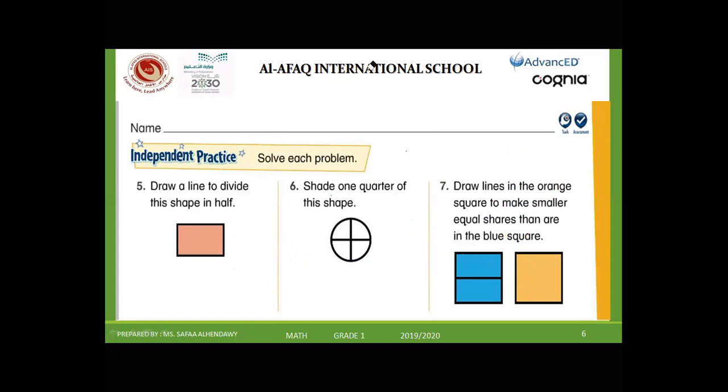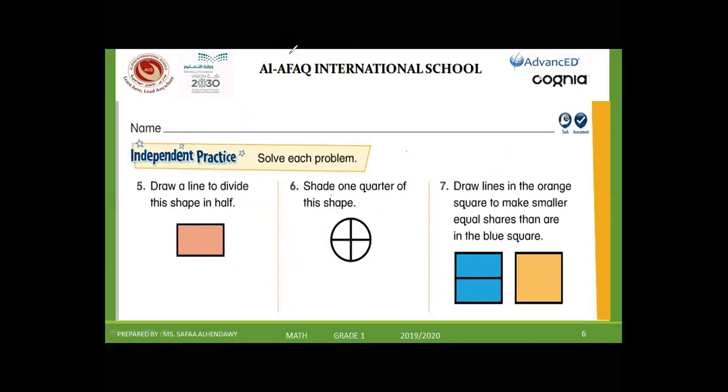This exercise is called what? Here, this one, independent practice. What is the meaning of independent? Yes, it means the students will solve alone. So you are turning to solve numbers 5, 6, and 7 alone in your book. Yes, just 1 minute to finish it.